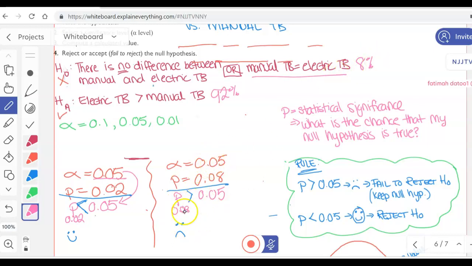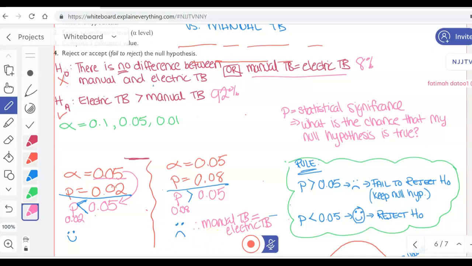So because 0.08 is too high, it's higher than 5%, the researcher will say, no, I'm sorry, this is not good. And the researcher is sad because now the researcher has to conclude and say that, okay, so now they're going to say, because they're sad, that the manual toothbrush is equal to the electric toothbrush.